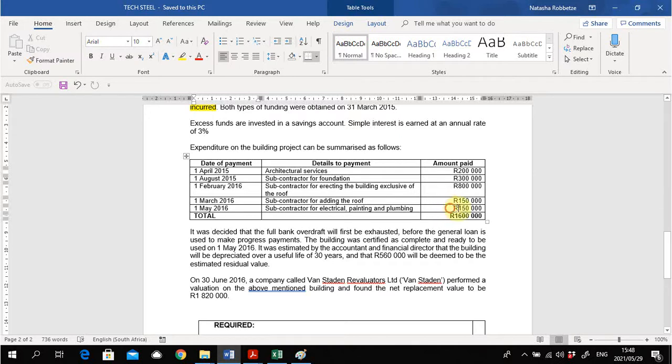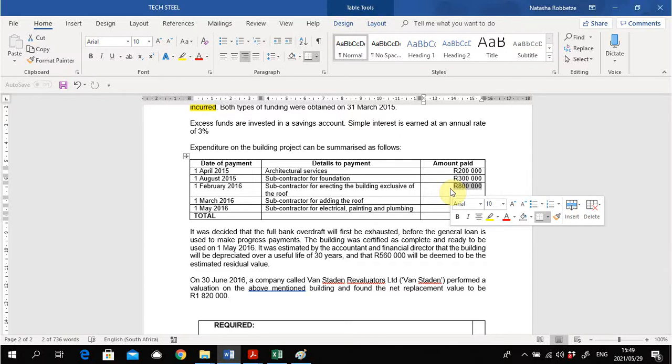We will use our general loan to cover this 150,000. Then it's 300,000, but the general loan is 400,000, so we're also going to cover 100,000 here with our general loan. So 700,000 of this 800,000 will be the bank overdraft, and the remaining 100,000 that we will need will be for the general loan.